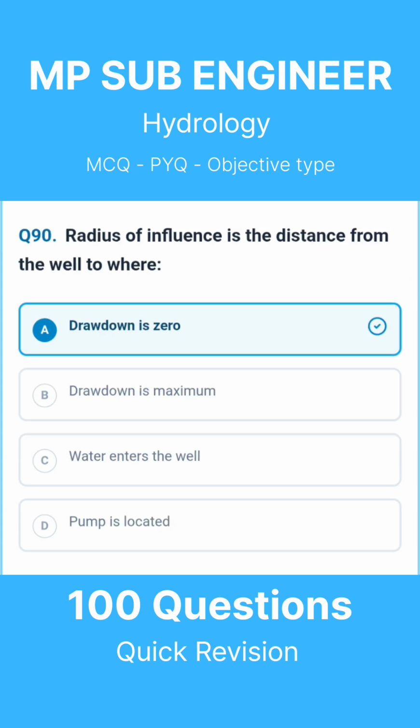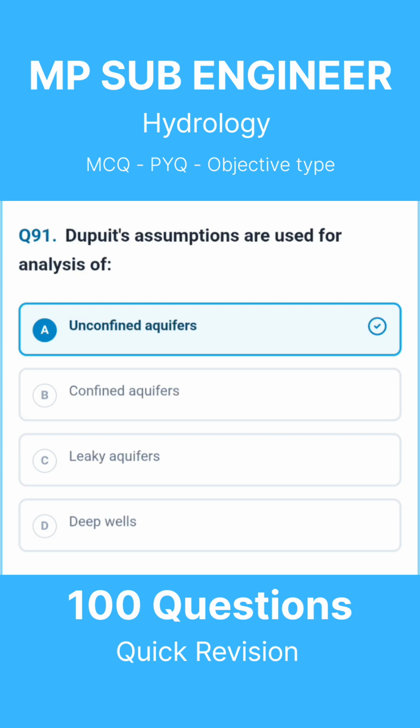Question 90. Radius of influence is the distance from the well to where. The correct answer is drawdown is 0. Question 91. Dupuit's assumptions are used for analysis of. The correct answer is unconfined aquifers.